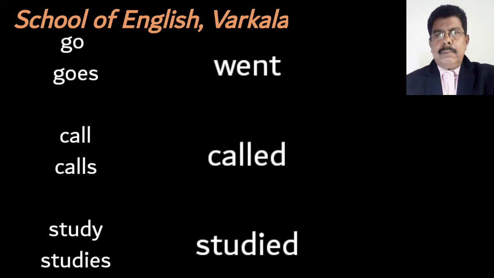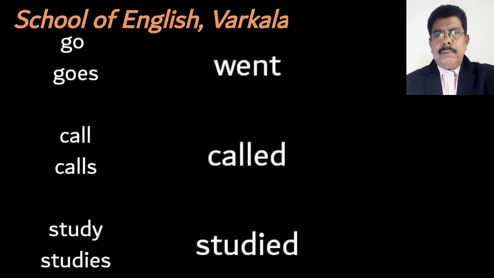Okay. Now look at the verbs on the right side. Went is the simple past form of go and goes. So whenever you want to say an action in the past, you have to depend on went. Went is the past form of go and goes. There also, in order to frame the past tense, it did not depend on any auxiliary verb.